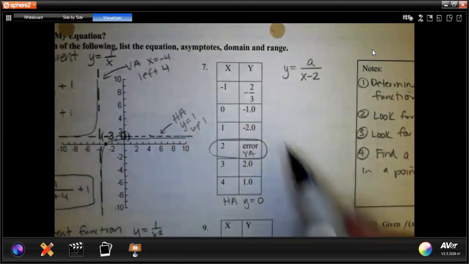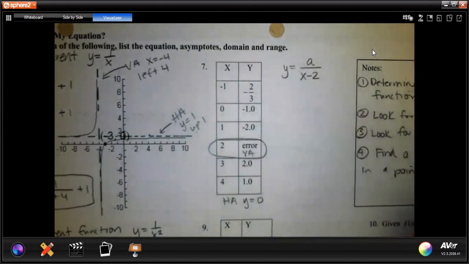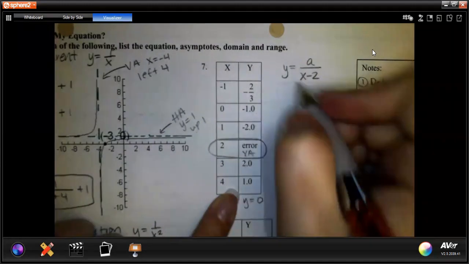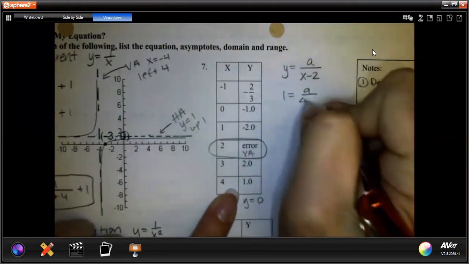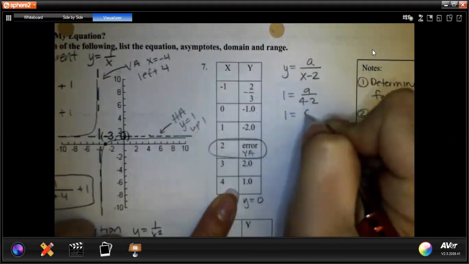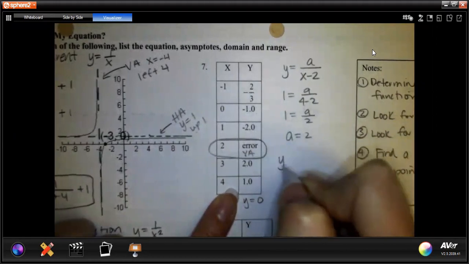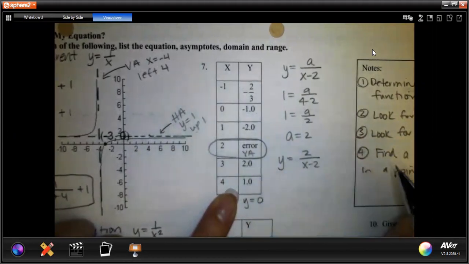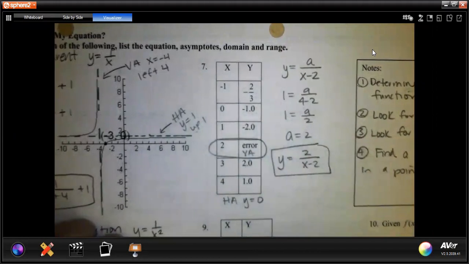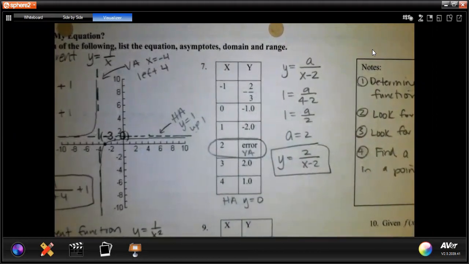And now we're ready to solve. You can take any of these points and plug them in. So I'm going to go ahead and plug in our 4, 1. So I plug in 1 for the y and 4 for the x. I would cross multiply here, and I get a is 2. So our equation is 2 over x minus 2. Of course, you can check your work, so you would want to put that into your y equals and make sure that table matches. All right, so that is transformations with rationals.